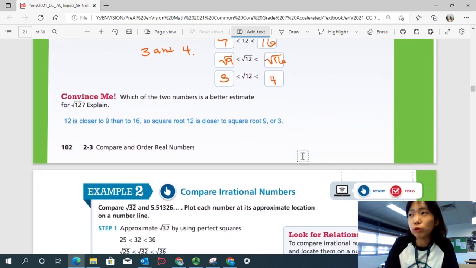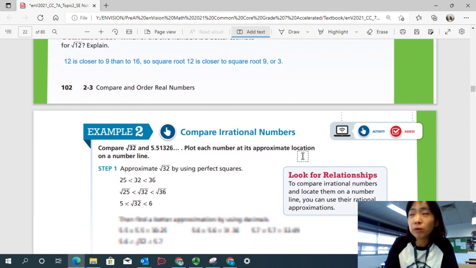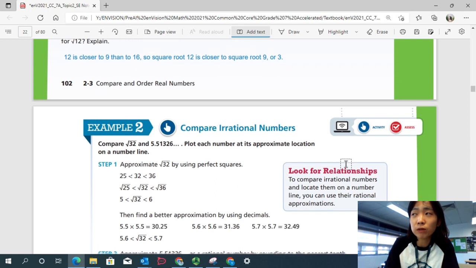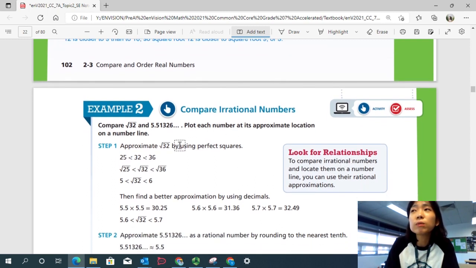Let's look at example 2. Compare irrational numbers. Let's compare square root 32 and 5.51326... They are both irrational numbers. So how do we compare them? Let's plot each number at its approximate location on the number line. So step 1, you're going to approximate square root 32 by using perfect squares just like we did in example 1. So 32 is between the perfect squares 25 and 36. So square root 25 is 5, square root 36 is 6. So square root 32 is going to be between 5 and 6.